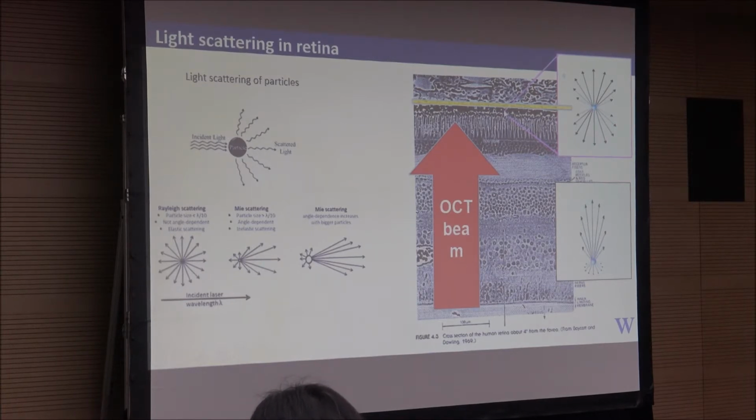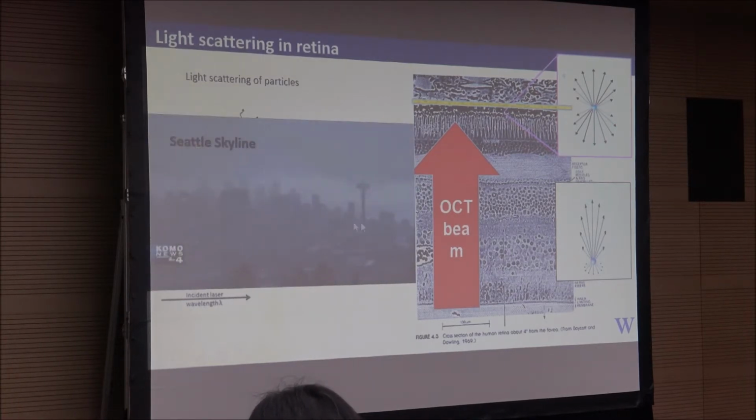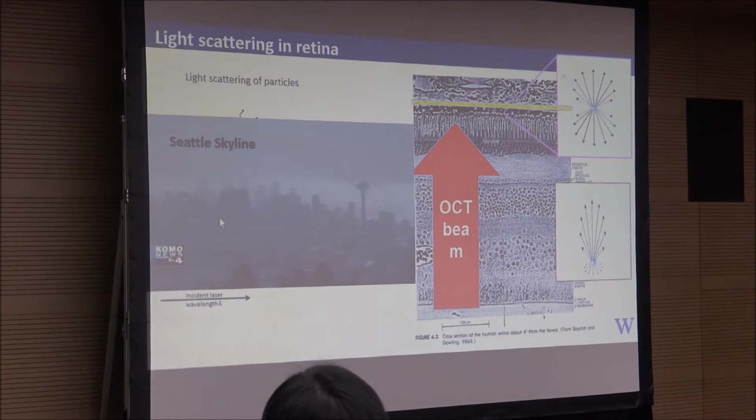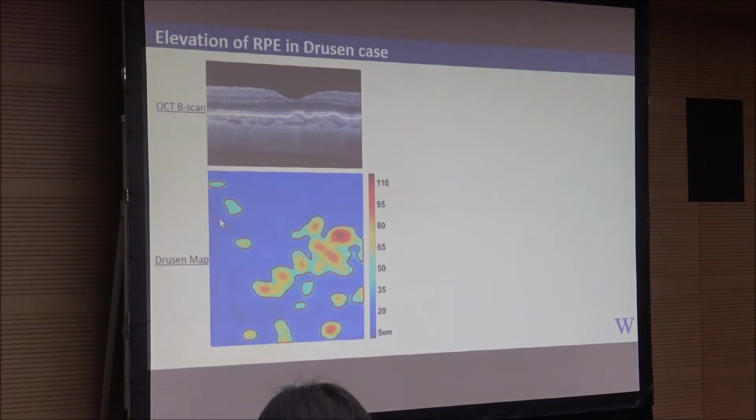Because of this high scattering, it will give you this kind of appearance, like Seattle weather. Seattle weather is really as in the raining weather, you don't see the building very clearly. Okay, so this is the kind of effect. And also the elevation of the RPE layer gives a shadow effect, so the shadow of the light goes further into the choriocapillaris.